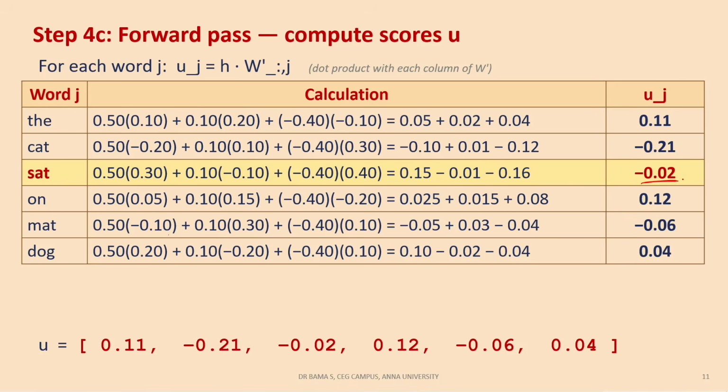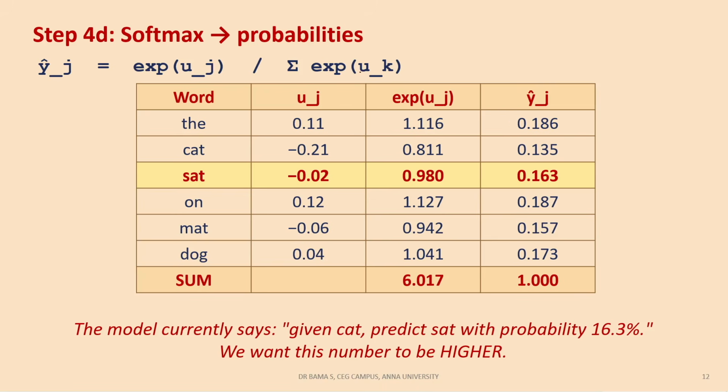Now at this minus 0.2, so this is the value. U at the output is these values: 0.11, 0.21, 0.02 and other things. This is the softmax region. Softmax is where we take the exponential of each value divided by the summation of the exponentials of all the values. So we sum up all the exponentials, which is 6.017. So 1.116 divided by 6.017, we get 0.186. This is the softmax output.